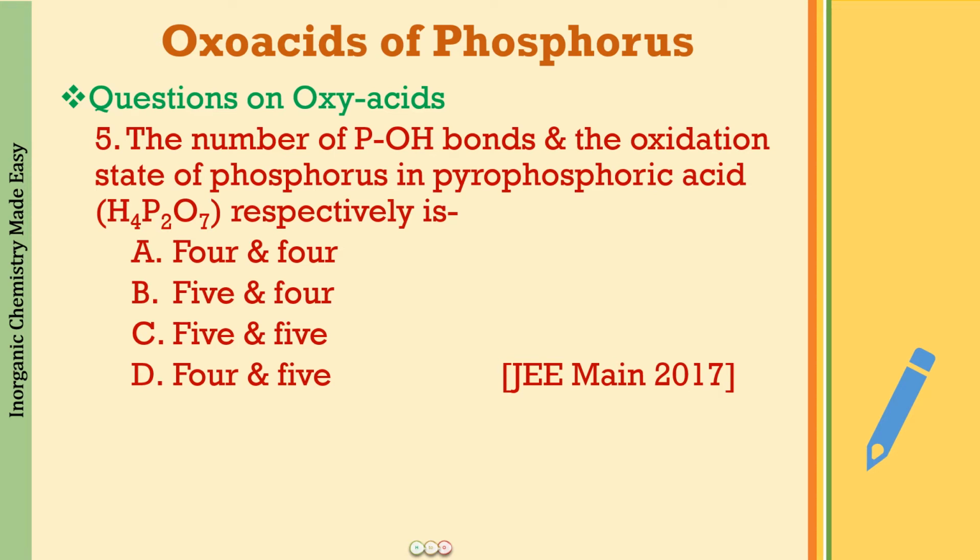The next question is: the number of P-OH bonds and the oxidation state of phosphorus in pyrophosphoric acid H4P2O7 respectively is 4 and 4, 5 and 4, 5 and 5, or 4 and 5. This is the JEE Mains 2017 examination. So a similar question is being repeated once again.